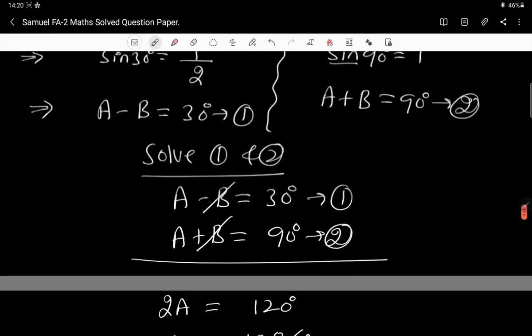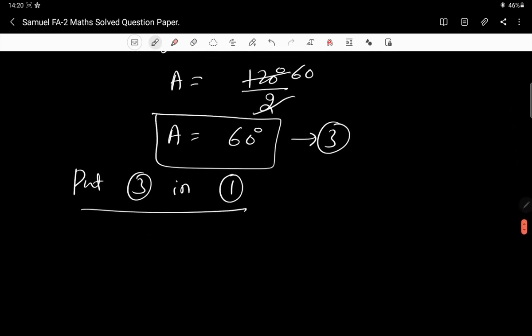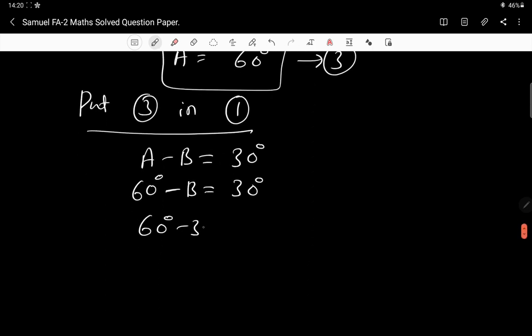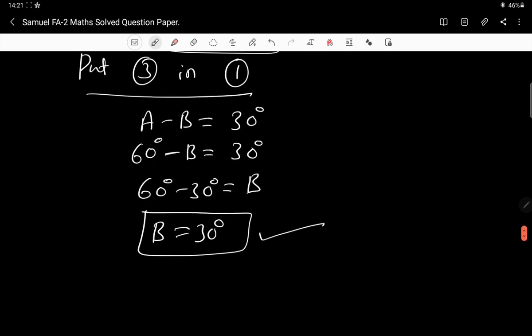Alright, what is equation number 1? Here is equation number 1: A minus B is equal to 30 degree. A is 60 degree, so 60 degree minus B is equal to 30 degree. I am going to send that B that side. So 60 degree minus 30 degree is equal to B. So I will get B is equal to 30 degree. So angle A is 60 and angle B is 30 degree.